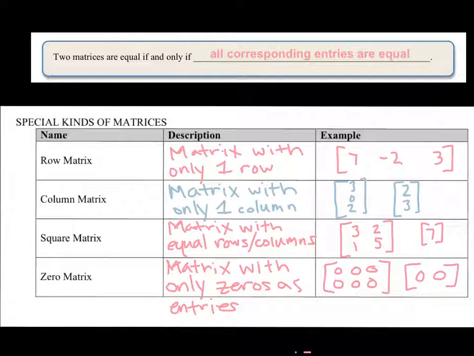So instead of calling it a 2 by 2 or a 3 by 3 or a 1 by 7, we could call them a row matrix, a column matrix, or a square matrix, or a zero matrix. We'll still use the dimensions, but if you hear those terms, you should be able to recognize and understand what you should be seeing.